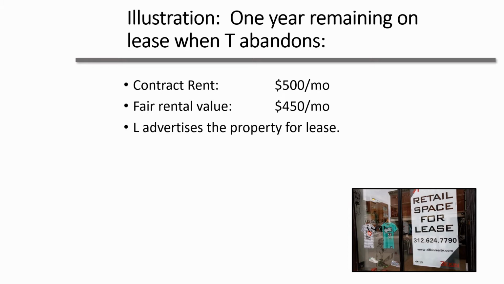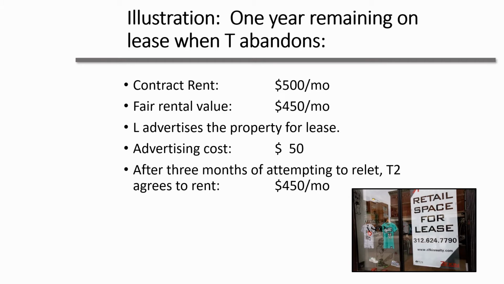The landlord advertises the property for lease. The landlord spends $50 on advertising cost, and it takes 3 months to find a new tenant, but after 3 months, T2, the new tenant, agrees to rent for $450 a month. Now, how does this add up in terms of the old tenant's liability?